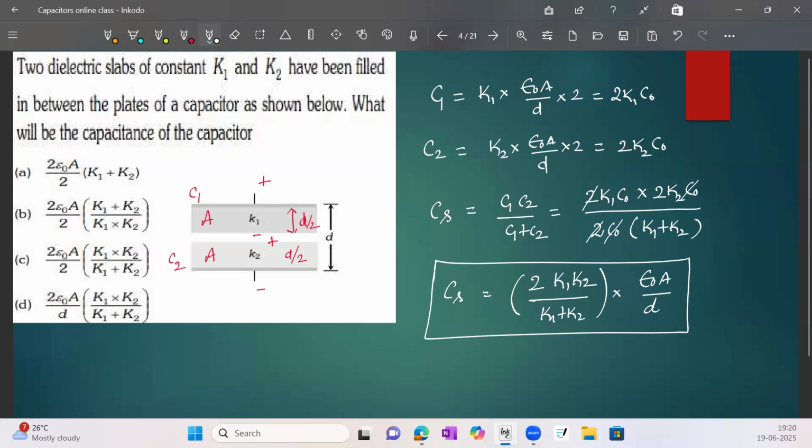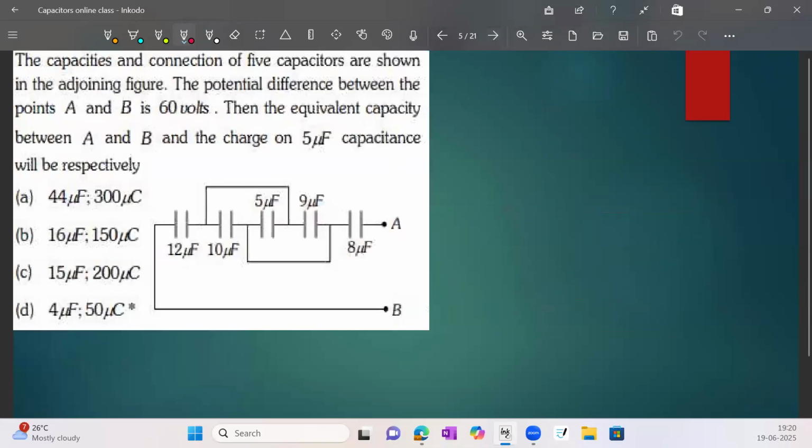Okay, so this is the way we can solve this problem. Then what is the correct option for this? Option D is the correct answer. Okay, check the options, because I gave the solution here. So let us move on to the next one.